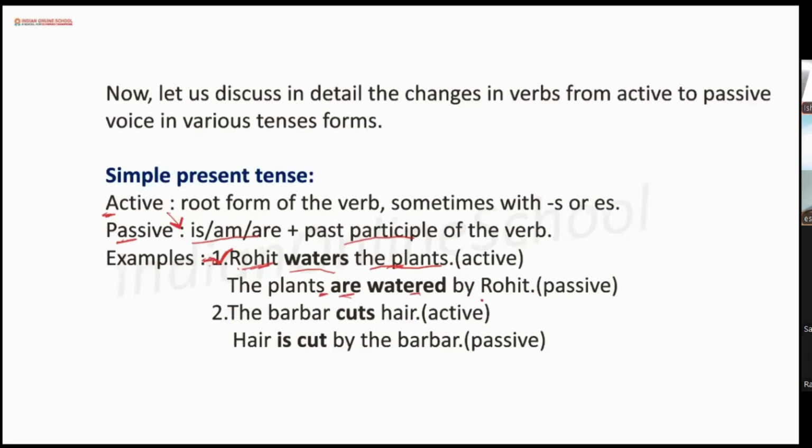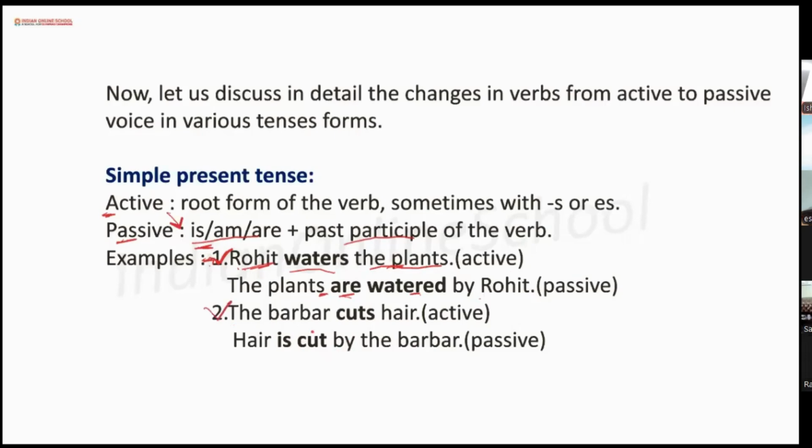Watered by Rohit. So in the passive voice, again the crisscross rule. The object becomes the subject. The subject becomes the object. Okay. And in the passive voice, we have to keep in mind the is, am, are thing. Okay.